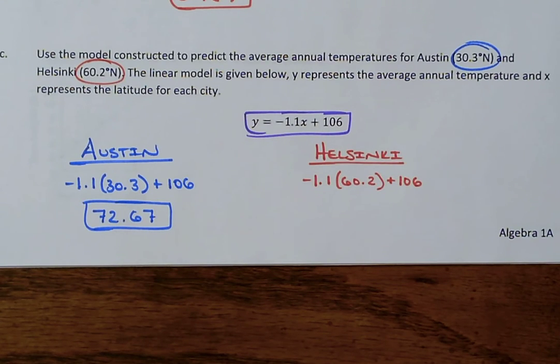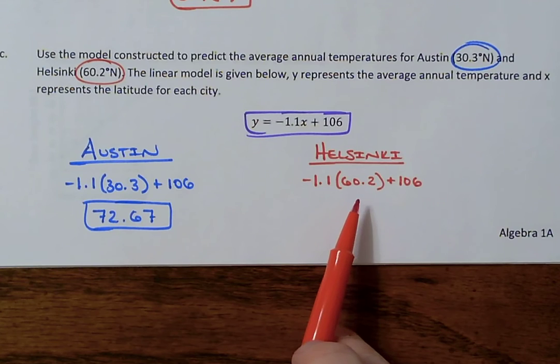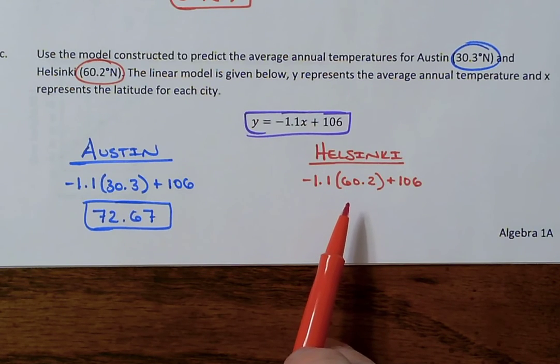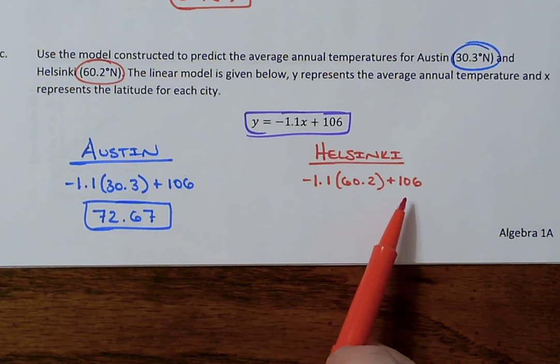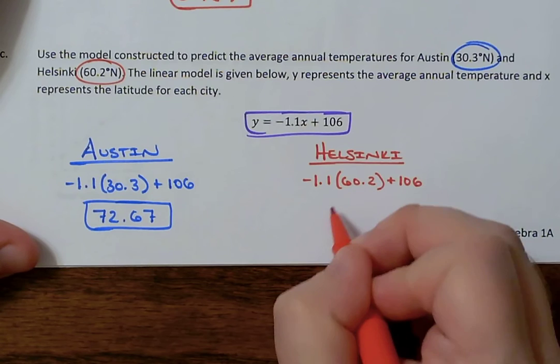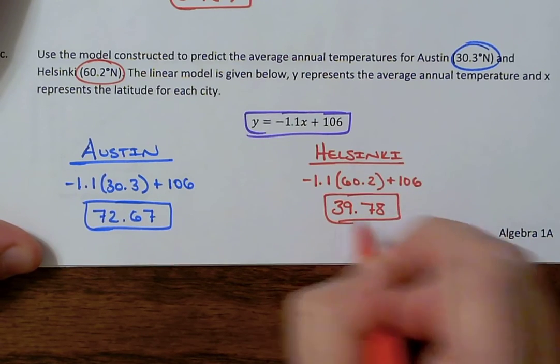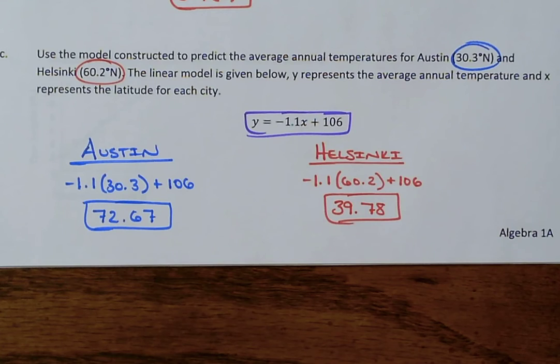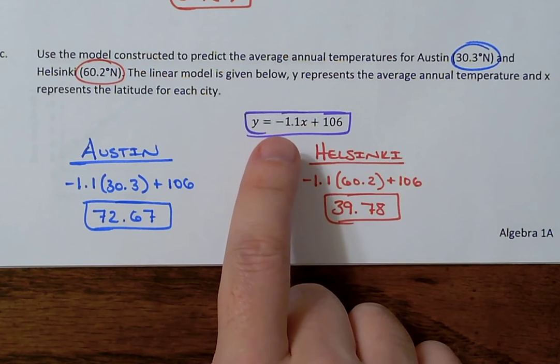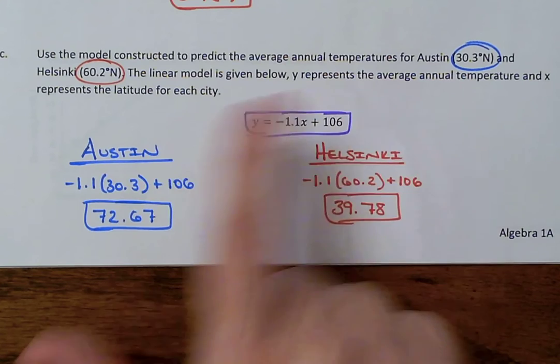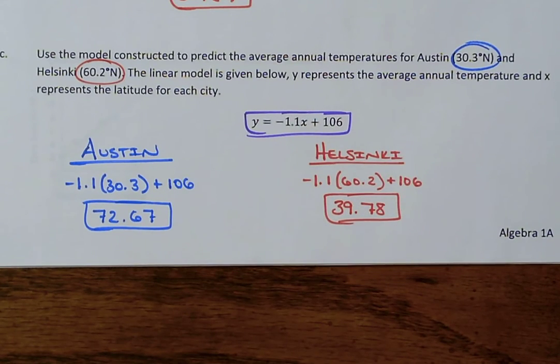And then for Helsinki, we're going to take negative 1.1 times 60.2, so that gives us negative 66.22 plus 106, and that is going to give us 39.78 for the average annual temperature in Helsinki. So again, all we did was use this equation, use the number they give us to make a prediction for what the average annual temperature for these two cities would be. And that is how we do example 3.